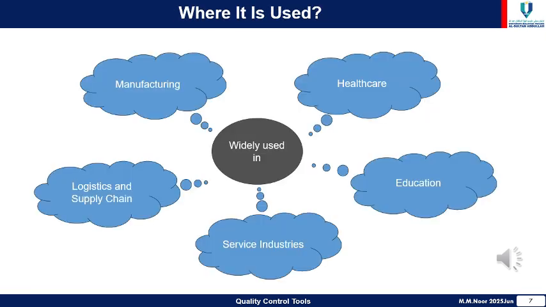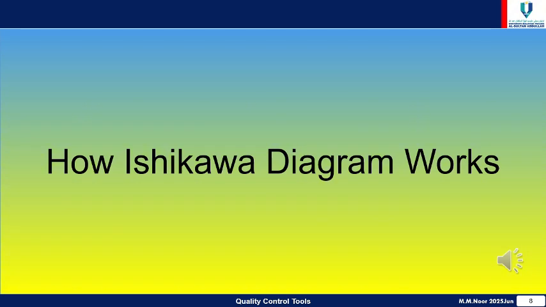So where will the Ishikawa diagram be used? It is widely used in manufacturing, healthcare, education, service industries, and logistics and supply chain. So as you can see, this tool is not limited to factories only. It can be applied anywhere there is a process that needs improvement. Now I will tell you how the Ishikawa diagram or fishbone diagram works.